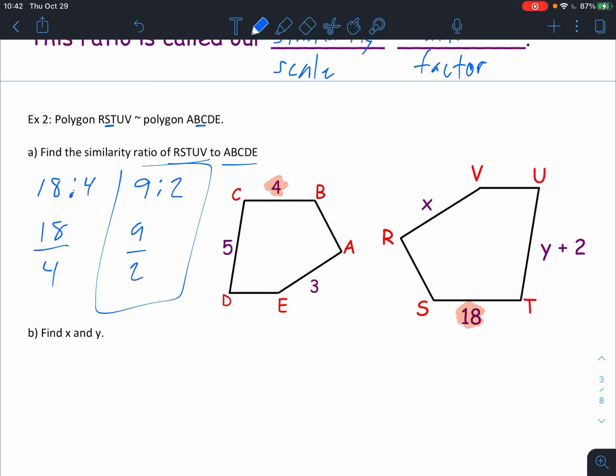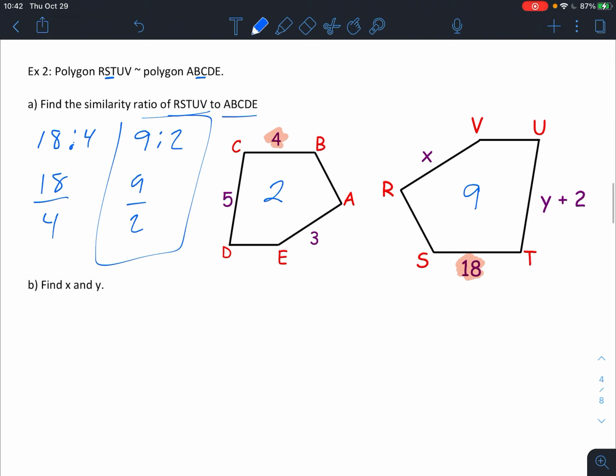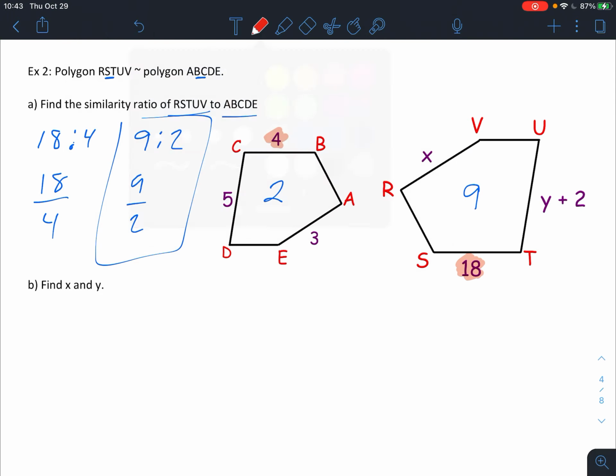I like to do this next. I like to put my numbers 2 and 9 inside my polygon, so I remember which number goes with which polygon. Now we're going to write proportions. Remember, a proportion is written like this, A over B equals C over D. We're going to write proportions to find x and y. Both of those proportions are going to start with the ratio 2 divided by 9, or 9 divided by 2, depending on what you want to do first.